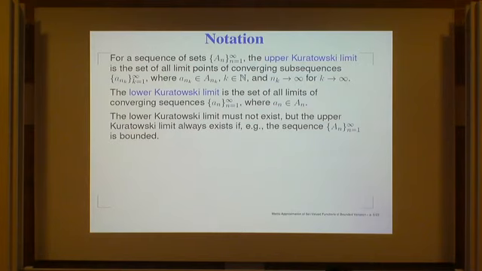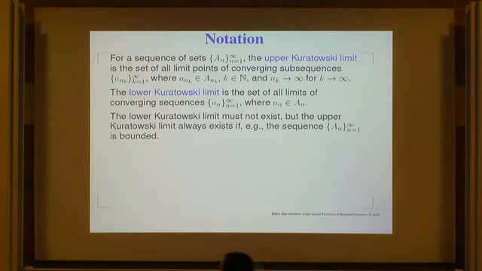I take a very, very trivial example, two sets which will be repeating all the time. So one set like this, one like this, this, and so on. So this is my sequence. Yeah, and so on and so on. Like the first, the second, the first, the second. So let's understand what the upper Kuratowski limit and the lower Kuratowski limit are.